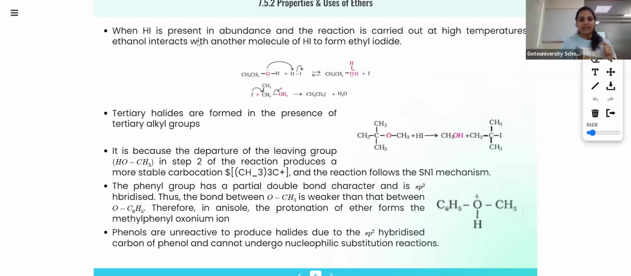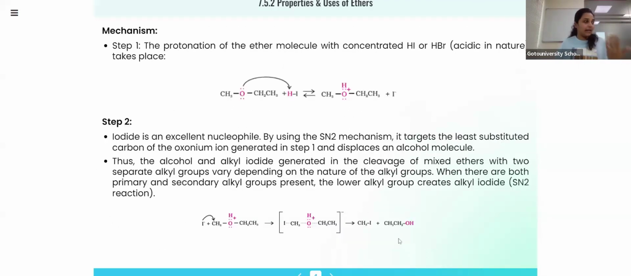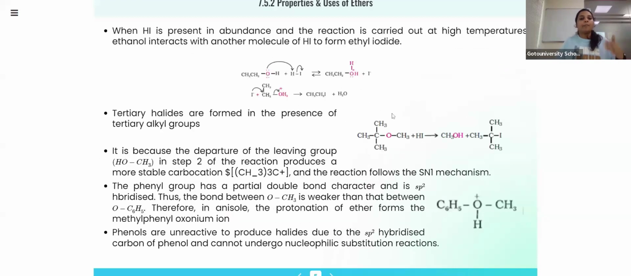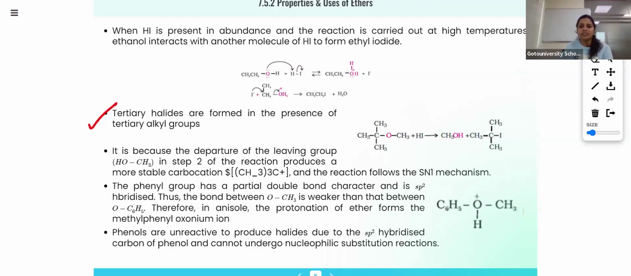Now, when HI is present in abundance and the reaction is carried out at high temperature, ethanol will interact with another molecule of HI. If the HI is regenerating here, it means the alcohol is there, right? So they can undergo another reaction. The hydrogen iodide reacts with the formed alcohol molecule and produces another product. The tertiary halides are formed in the presence of tertiary alkyl. So these are the reactions.